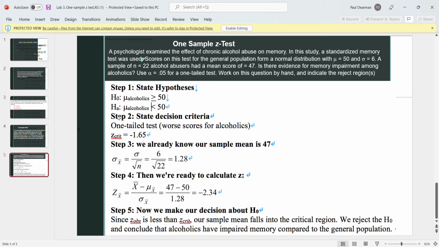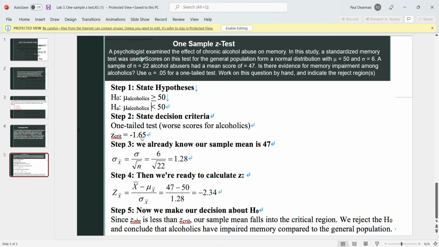For step 2, we're going to state our decision criteria. It's going to be a two-tailed test. It specifically tells us that, straightforward. Two-tailed just means we aren't predicting a direction. And so the z-crit for a two-tailed test will always be plus or minus 1.96. I suggest you try to memorize that. Just remember, it's very close to 2.